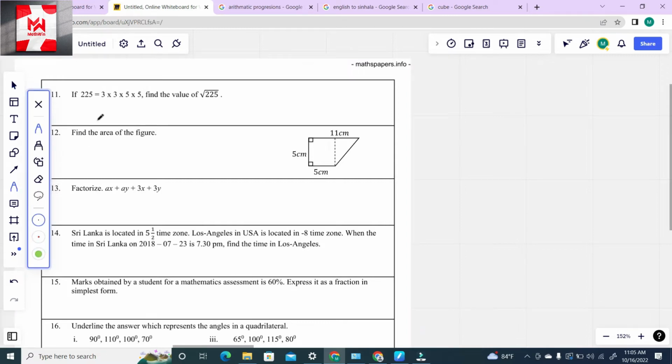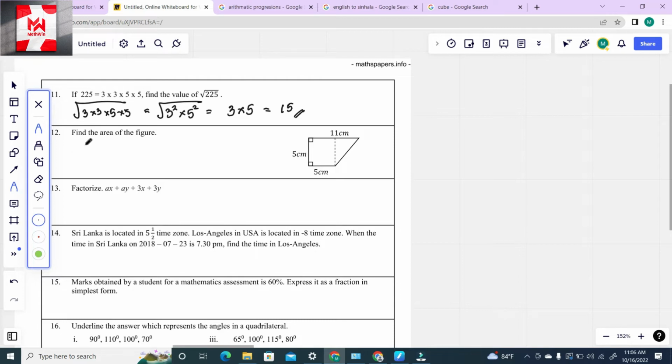This is the 11th question. Now they mention find the value of the square root of 225. So 225 we can write as 3 into 3 into 5 into 5. So we know that 3 into 3 is 3 squared, 5 into 5 is 5 squared. When we get the square root, this should be 3 and 5 squared should be 5. So the answer is 15.